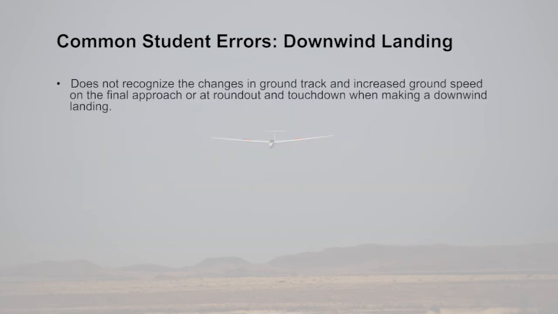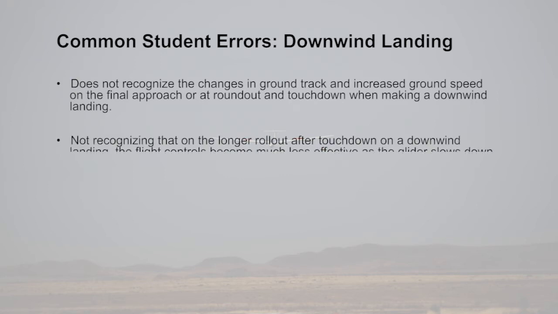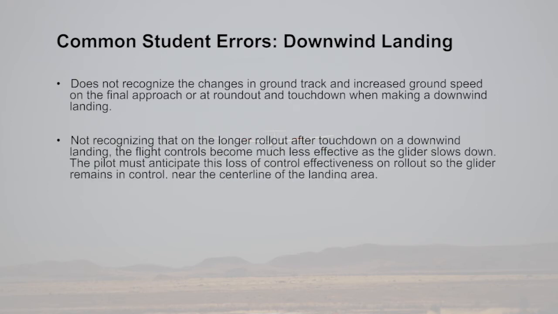Does not recognize the changes in ground track and increased ground speed on final approach or at round out and touchdown when making a downwind landing. Not recognizing that on the longer rollout after touchdown on a downwind landing, the flight controls become much less effective as the glider slows down. The pilot must anticipate this loss of control effectiveness on the rollout so the glider remains in control near the center line of the landing area.